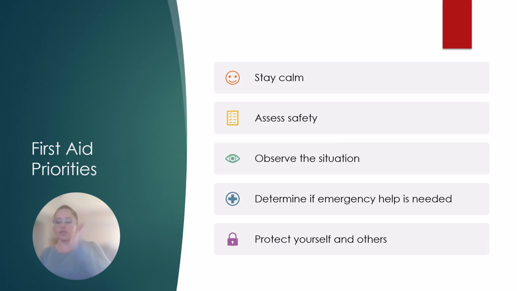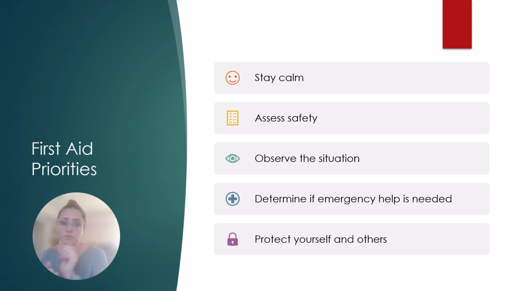The first priority in any first aid situation is to remain calm. Panic increases the confusion and makes situations harder to manage effectively. Before we can help someone, we need to quickly assess: is this environment safe for me to enter? What happened? Is the person responsive? Is more medical assistance needed than what I can provide? And I need to protect myself appropriately.